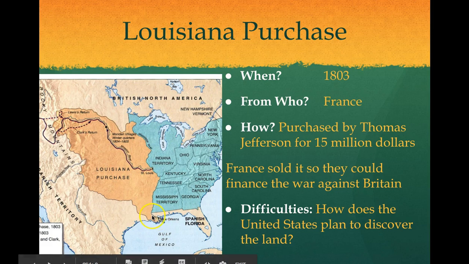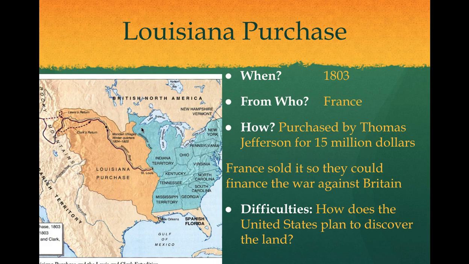The United States didn't own this piece of land. You can see it stops here with the blue. He wanted New Orleans so that they could control the Mississippi River. So he went to France. He went and talked to Napoleon. And Napoleon needed the money to fund a war. So France sold the Louisiana Purchase for $15 million to Thomas Jefferson.